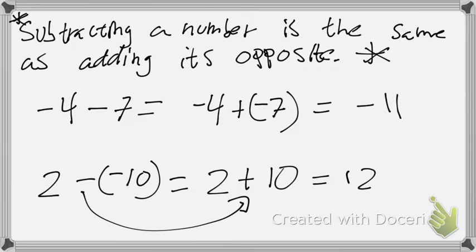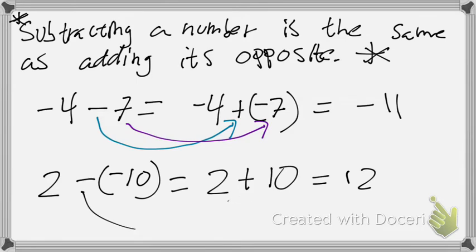Let me draw the little arrows real quick to show you guys what we're always changing. Subtraction becomes addition. The number after it, 7, becomes negative 7. Same thing on the bottom problem. Subtraction becomes addition. The negative 10 now becomes positive 10.